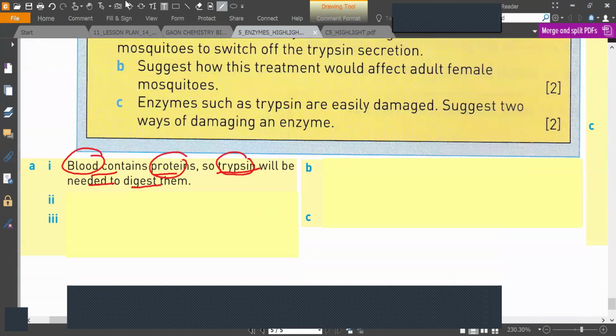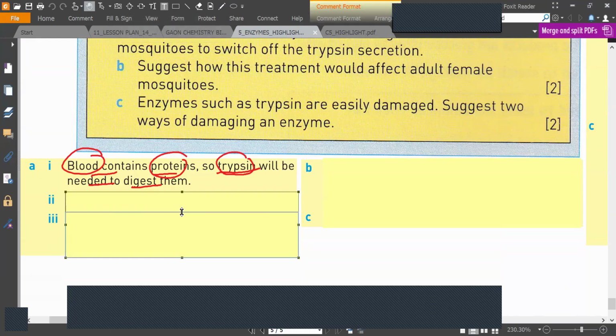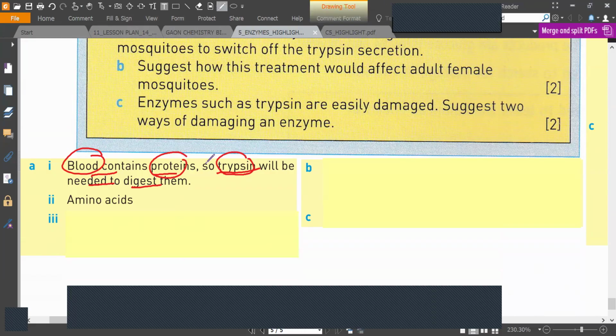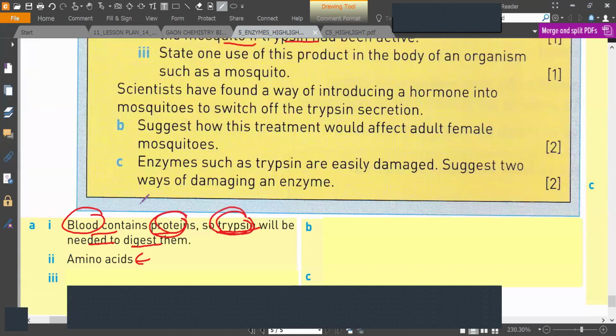Part 2. State the product that would be present in the gut of the mosquito if trypsin had been active. Our answer will be amino acid. Why? Because trypsin will break down the protein into amino acids. So in the mosquito stomach, there will be amino acids.